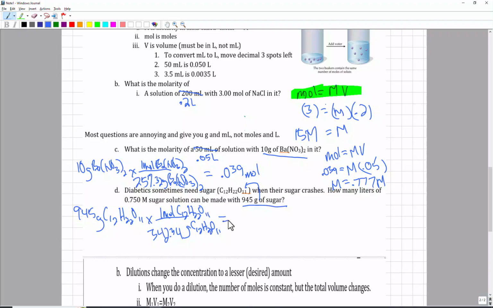So 945 divided by the second answer is 2.76 moles. And so moles equals MV. My moles are 2.76. My molarity this time is 0.75. Solve for V. 2.76, our second answer, divided by 0.75 is 3.68 liters. All right.